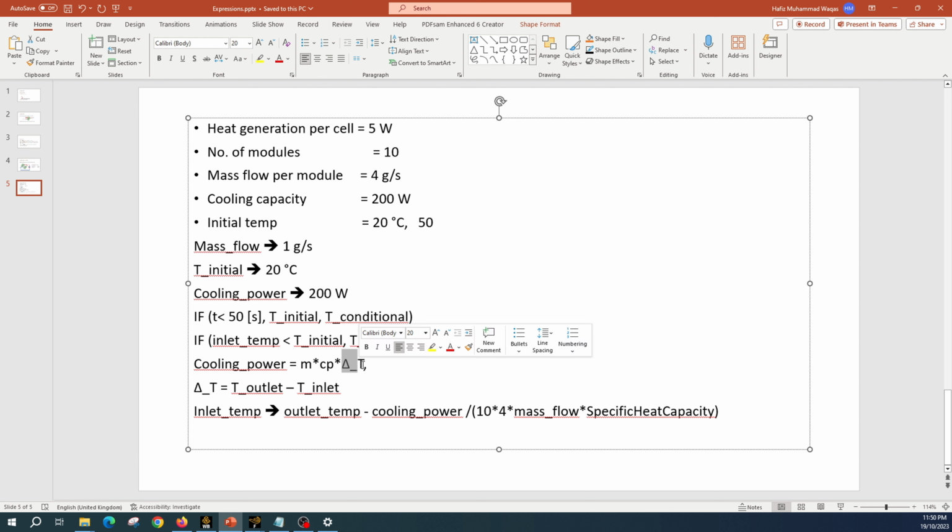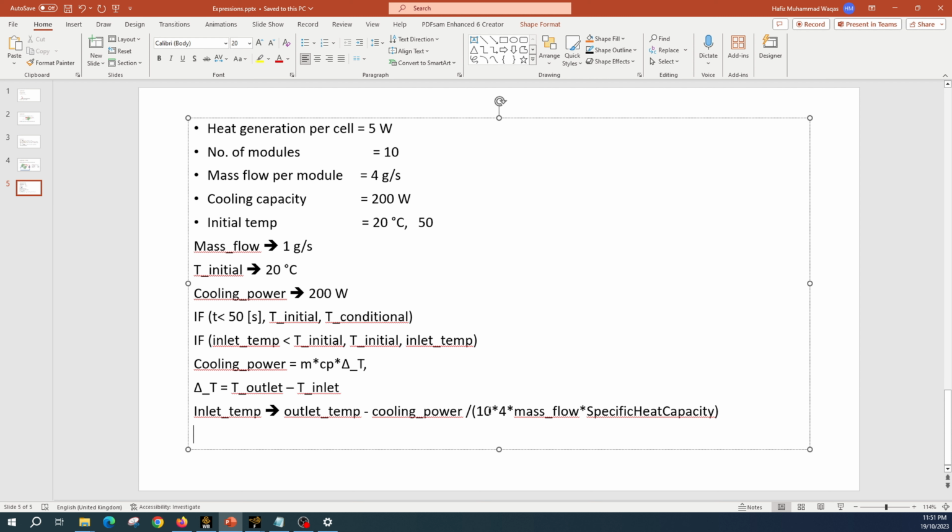So from this equation, m and Cp will go here in the denominator. T outlet minus T inlet will remain here. So what will happen, T inlet will come over here and this entire factor is over here. So that's exactly what happened over here. We can take this entire expression.